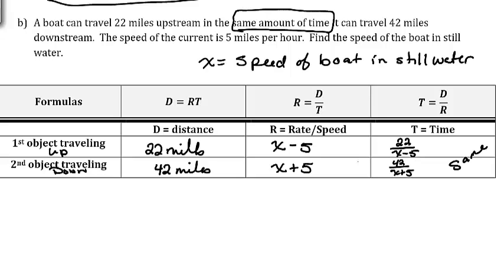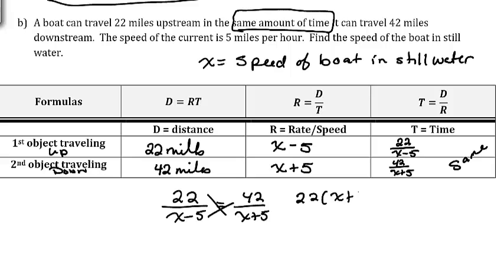So now, just like before, we have two fractions. These are the same, so we can set them equal to each other. So we have 22 divided by x minus 5 equals 42 divided by x plus 5. And to solve this, we would cross multiply, giving us 22 times x plus 5 equals 42 times x minus 5.